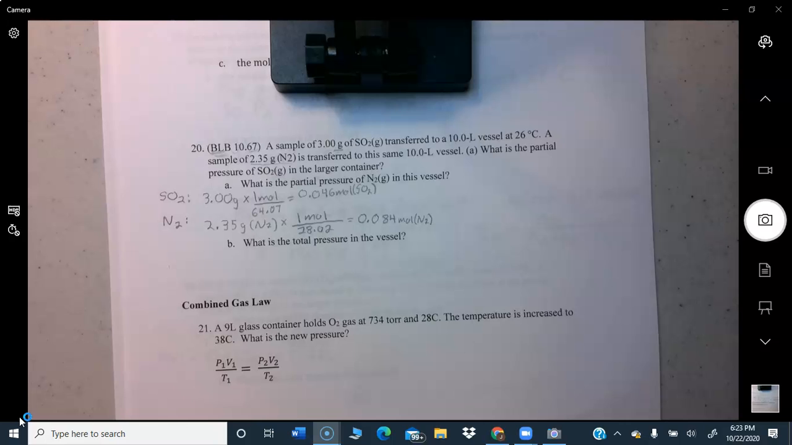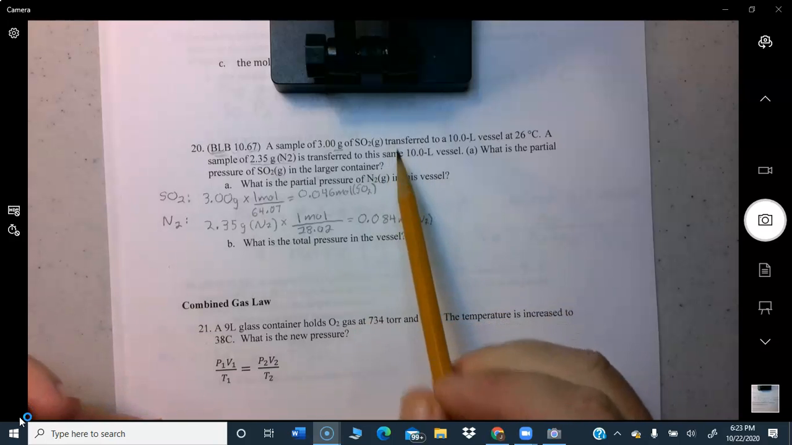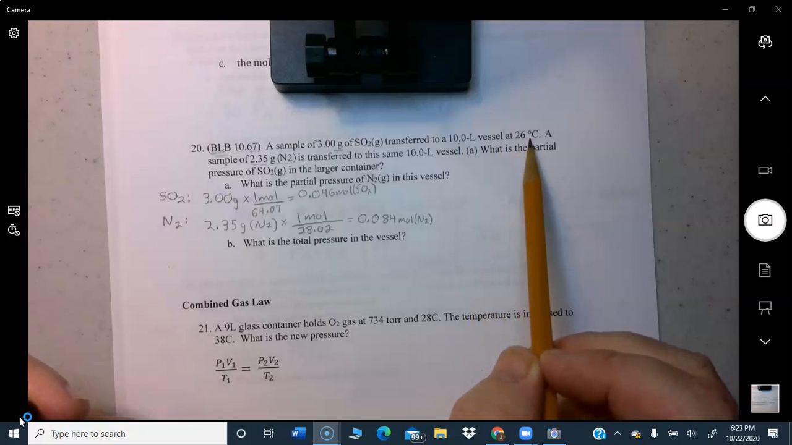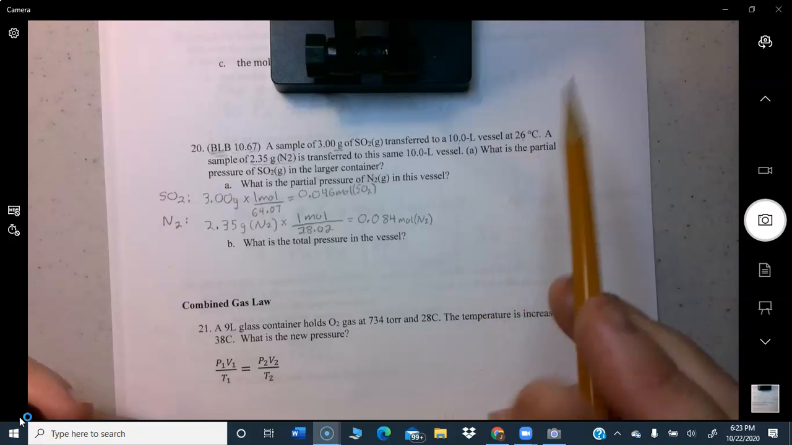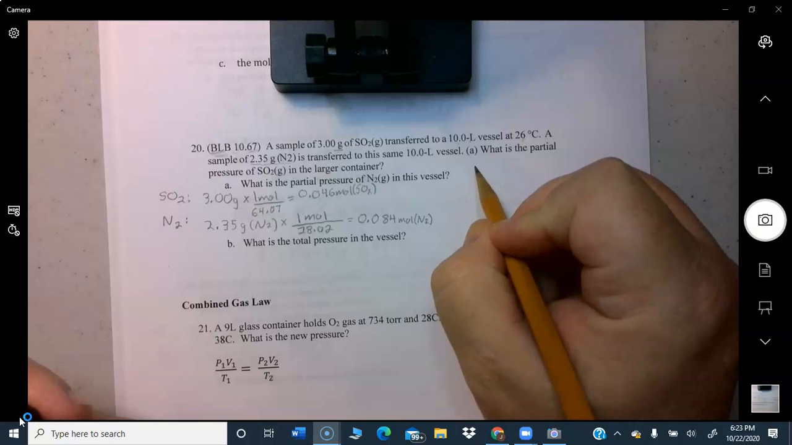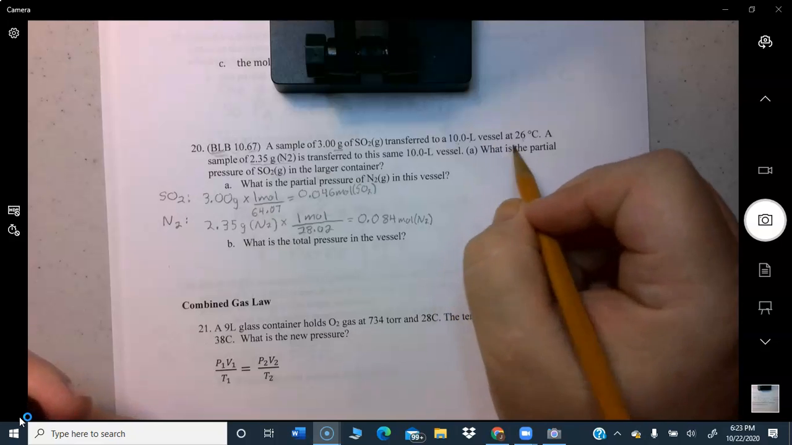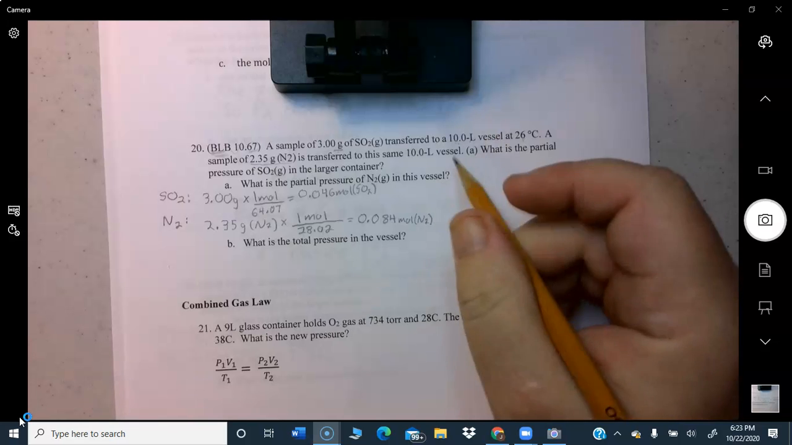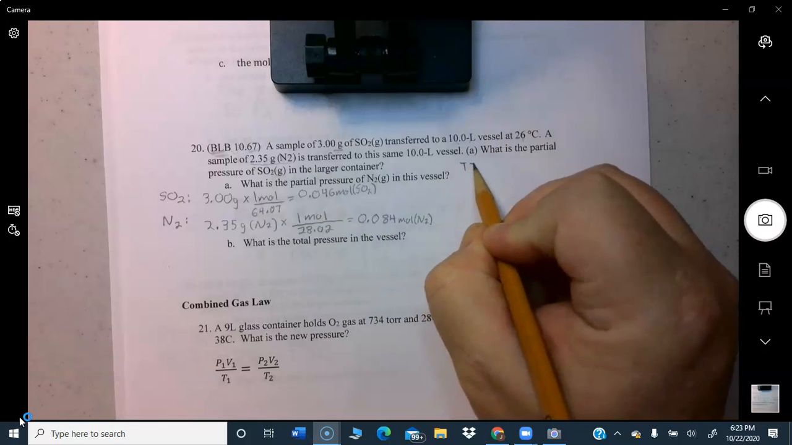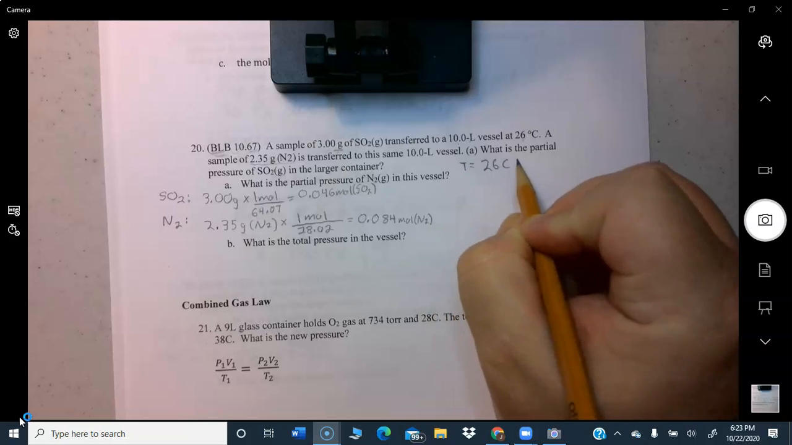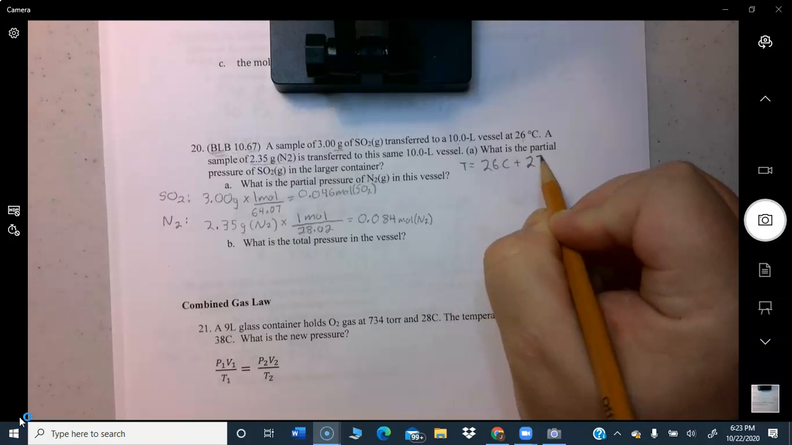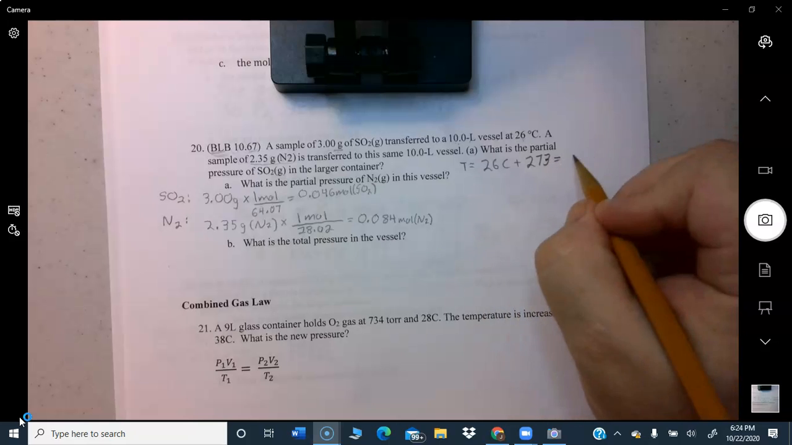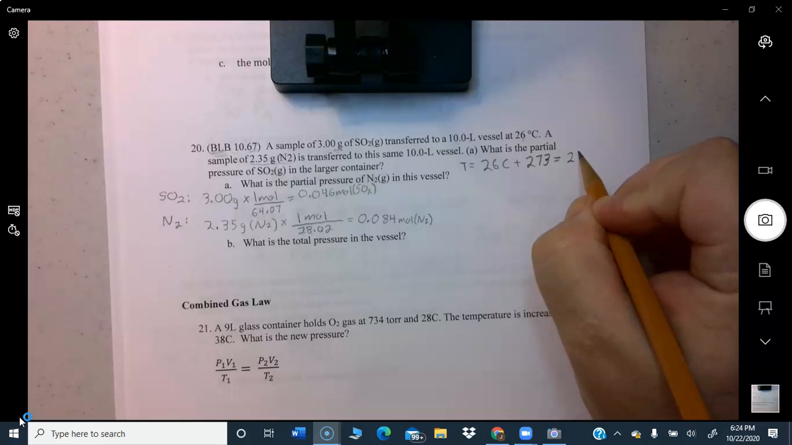Okay, good. So now for each gas, we have moles, we have volume, we have temperature. We're going to have to convert temperature, so let's do that up here. They're both at the same temperature. When you put something in a container, it doesn't matter what temperature they were at, they're going to end up being at the same temperature. So temperature equals 26, and that's going to bring us to 299 K.